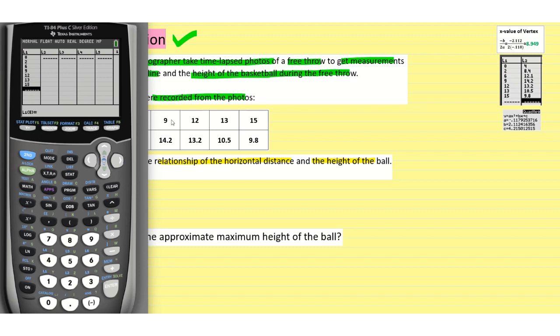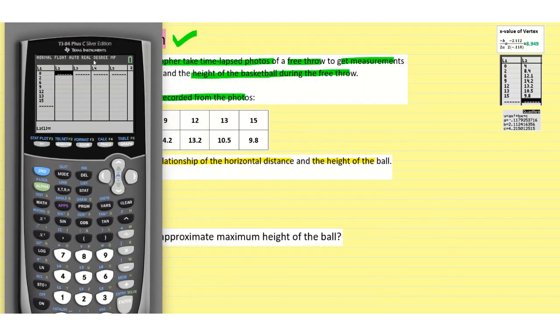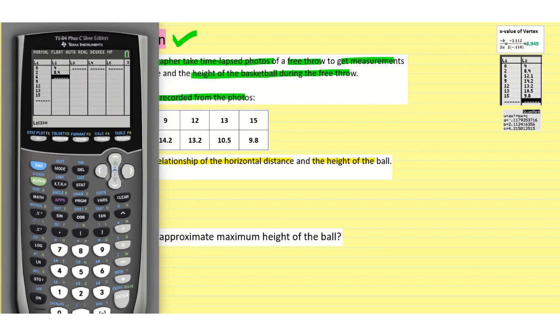Okay, so that's my first row of data in the L1 column, that's the x values. So I'm going to right arrow over to the L2, and now I'm going to put in my second row of data. It starts with 4, 8.4. So I'm going to do 4, enter, 8.4, enter. Pull that up a little bit.